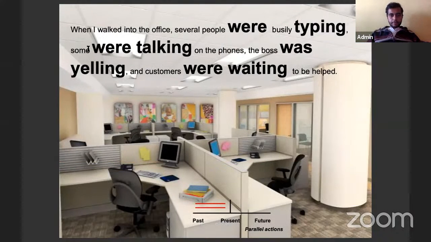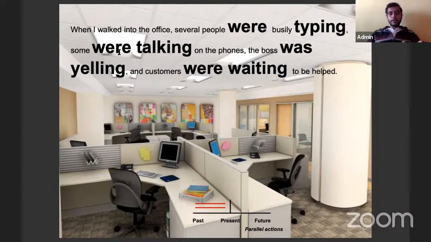Again, when I walked into the office, several people were busy typing. Some were talking on the phone. The boss was yelling, and customers were waiting to be helped. Again, were busily typing, were talking, was yelling, were waiting. Again, this is something that continued to happen in the past. Waiting, continuously happening.